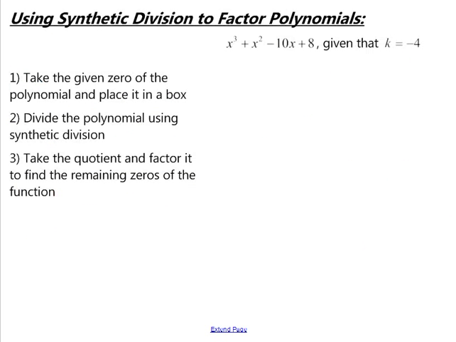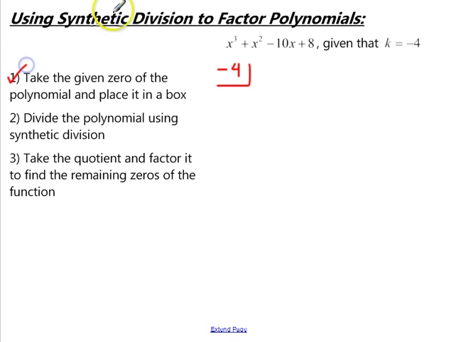Next, let's talk about using synthetic division to factor polynomials. So we have this polynomial, and we're given that k equals negative 4. This is one of our zeros, and we need to find the other zeros. So we're going to take the given zero of the polynomial and place it in the box. We're going to start off in the same method, except this time we already have the zeros, so we just take the negative 4.